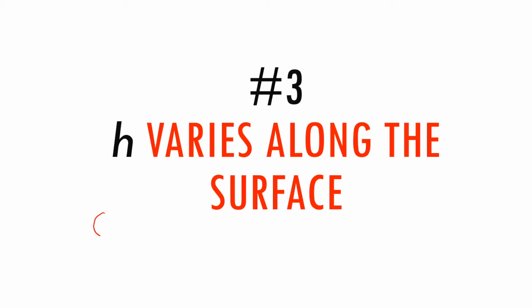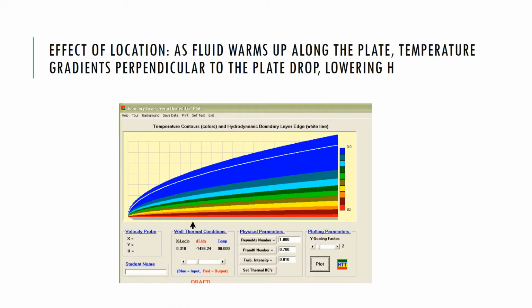If you have different types of surfaces and flow over them, H is always going to vary along the surface. Let's look at why, with a simple answer. Here we have cold fluid hitting a hot plate. This is the heated surface. So the temperature goes from hot to cold.